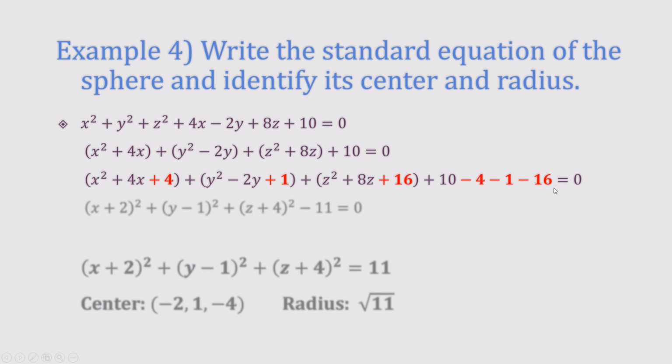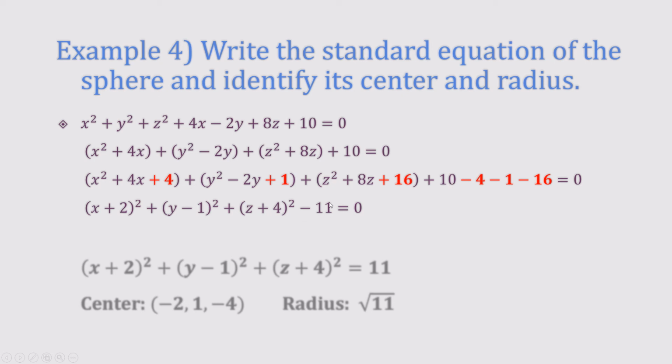And now if we do a little bit of simplifying, half of 4 is 2, so we get (x + 2)^2. Half of negative 2 is negative 1, so (y - 1)^2. Half of 8 is 4, so (z + 4)^2. And if we combine the 10 minus 4 minus 1 minus 16, we get negative 11.